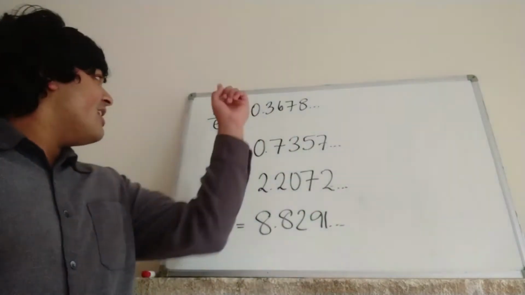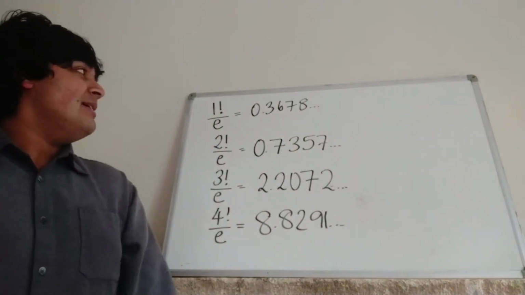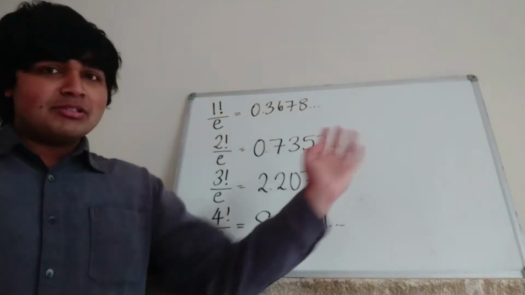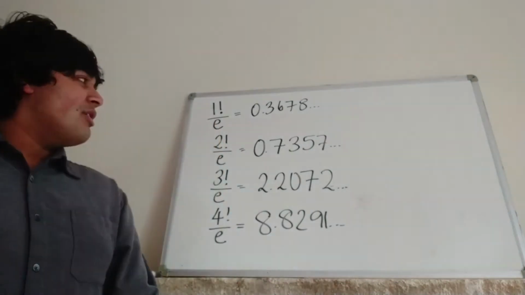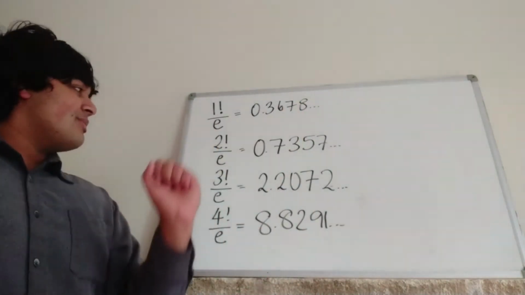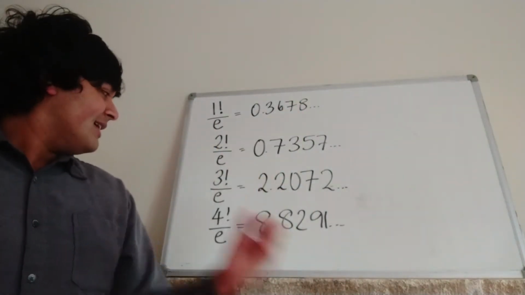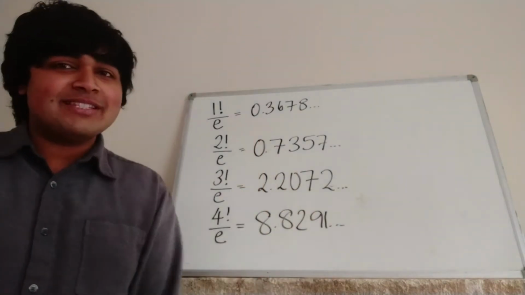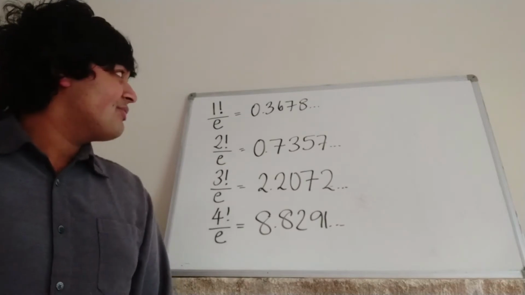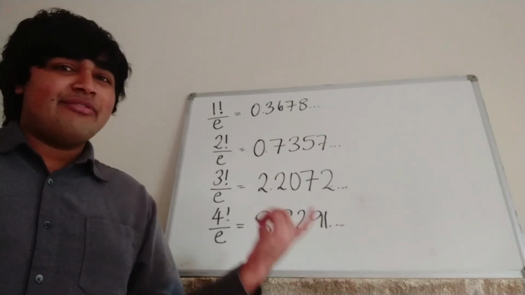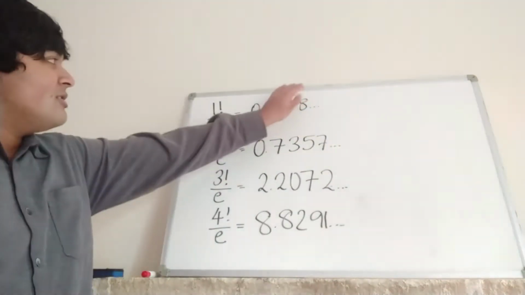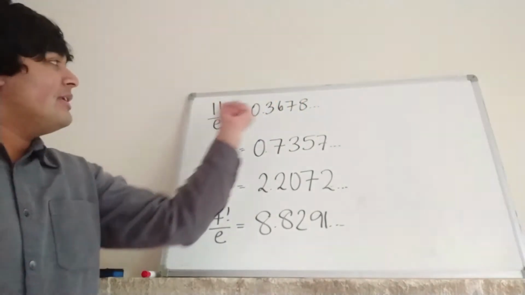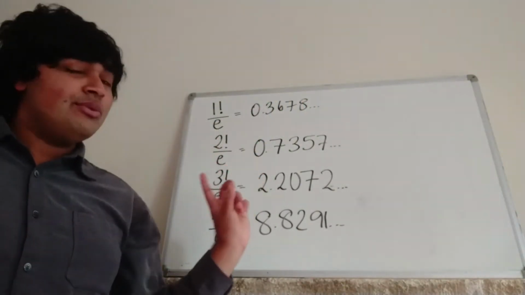Okay, so let's just observe that 1 factorial over e is 0.3678 something, 2 factorial over e is 0.73 something, 3 factorial over e is 2.2 something, 4 factorial over e is 8.8 something. Now these might not seem particularly interesting, but if we just focus on the integer part, so the floor of each of these numbers, so basically we just ignore what's after the decimal point, we get 0, 0, 2, 8.